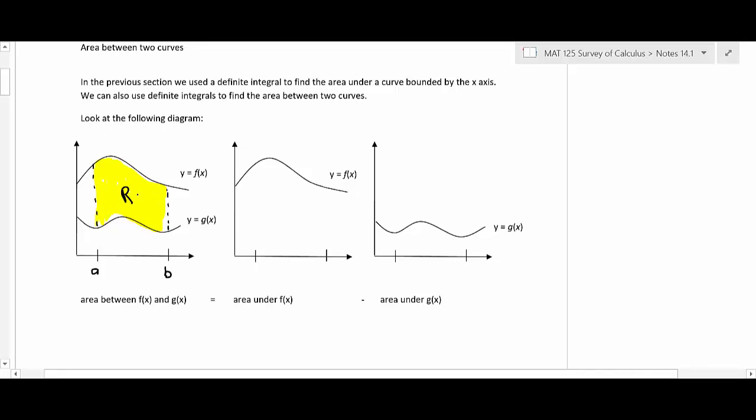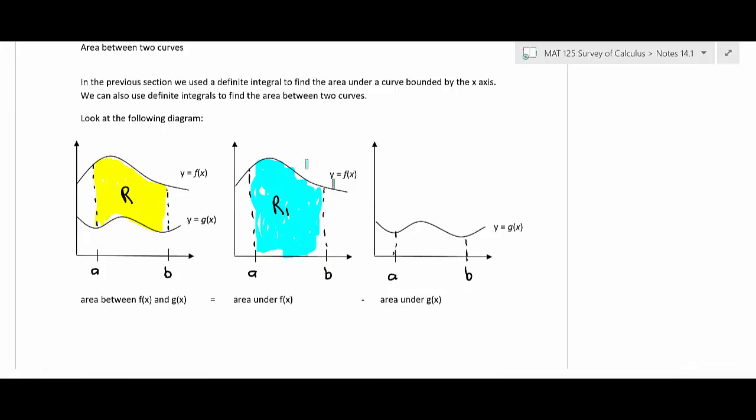So what you do is set up an integral on this. The first thing you do is the area under the top curve. So we're going to do this area right here, and that will be a different region. I'm going to call that R1. Then we do the area underneath the curve that's on the bottom, and I'm going to shade that also.